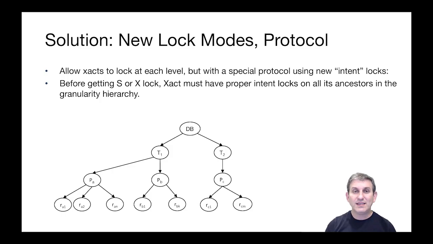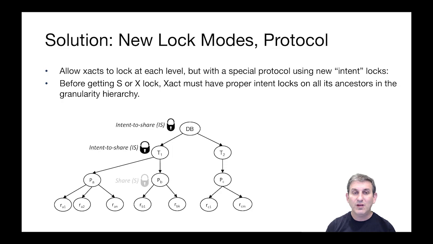Now the key to Gray's idea is to have new lock modes and a little extended protocol to deal with these lock modes to handle multiple granularities. The idea is to allow transactions to lock at any level in the tree, but with a special protocol using new intent locks. Before getting a shared lock or an exclusive lock on some node in the tree, the transaction must have proper intent locks on all its ancestors in the hierarchy.